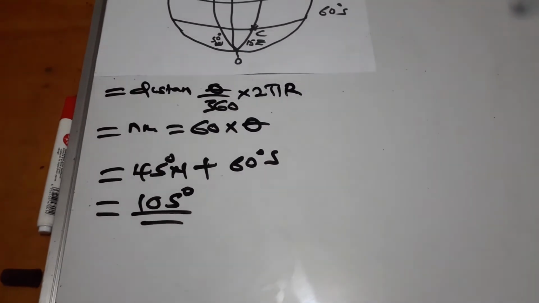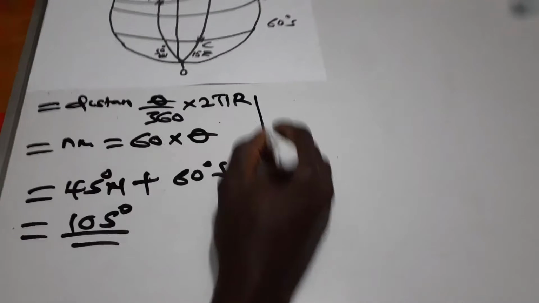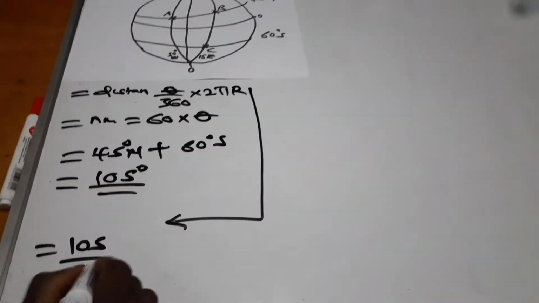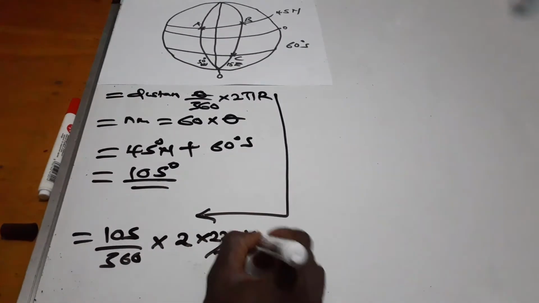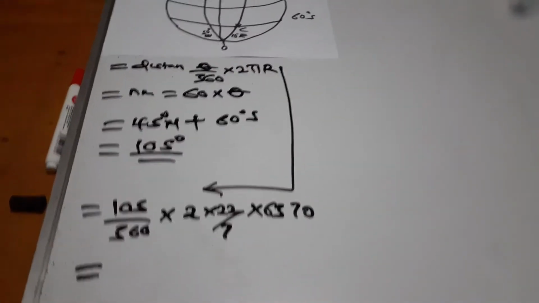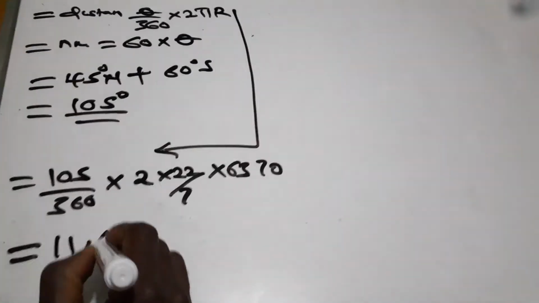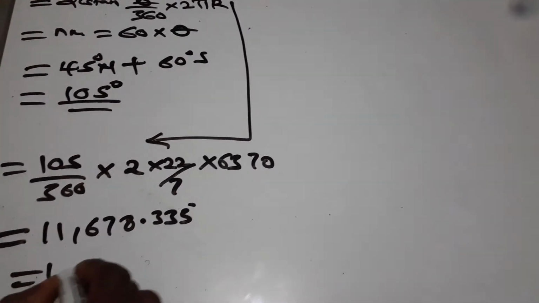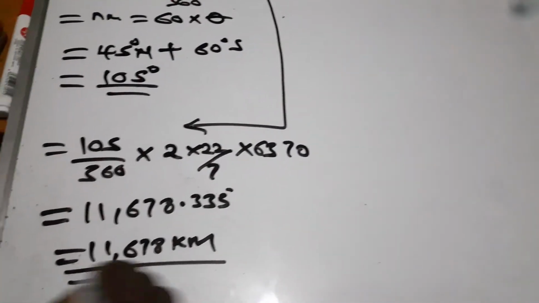So first, finding the distance in kilometers, we're going to use this formula. It will be 105 over 360 times 2 times 22 over 7 times 6,370. When you press this on a calculator, it's going to give us 11,678.333 recurring. This is equivalent to 11,678 kilometers. Are we together?